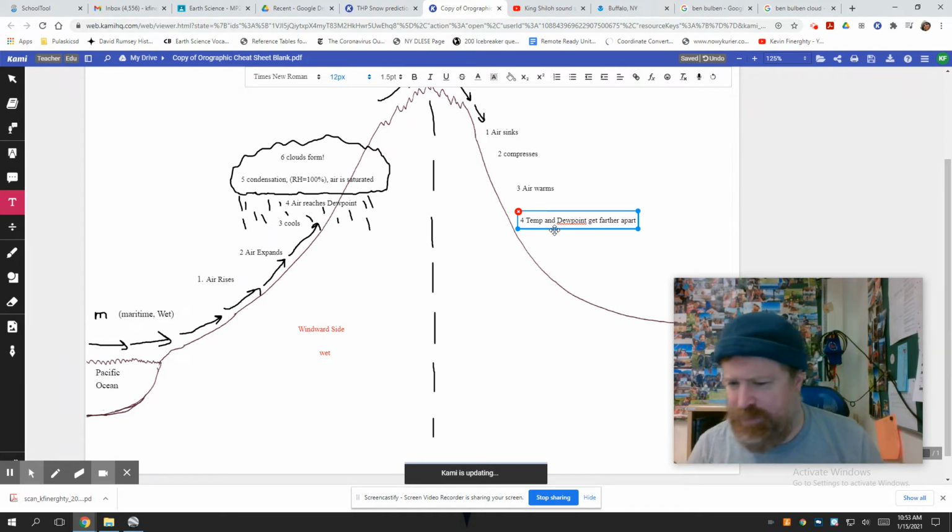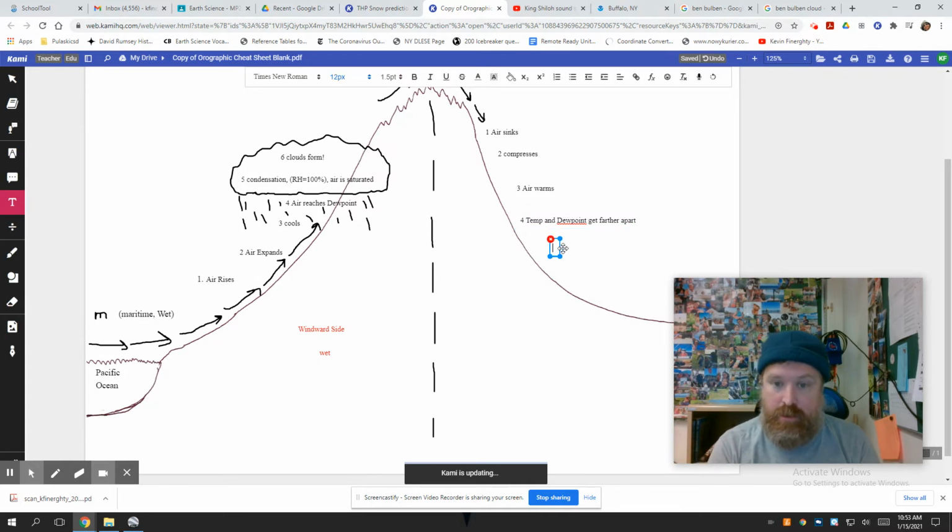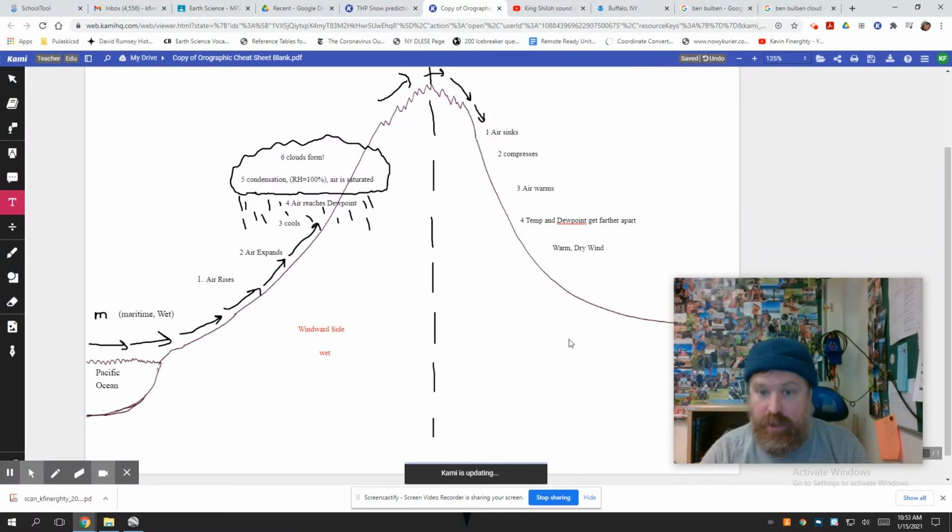Or I think that question was asking about snow. But the temperature and dew point are getting further and further apart. It's actually getting down here. You get a warm, dry wind. It comes down the leeward side of mountains.